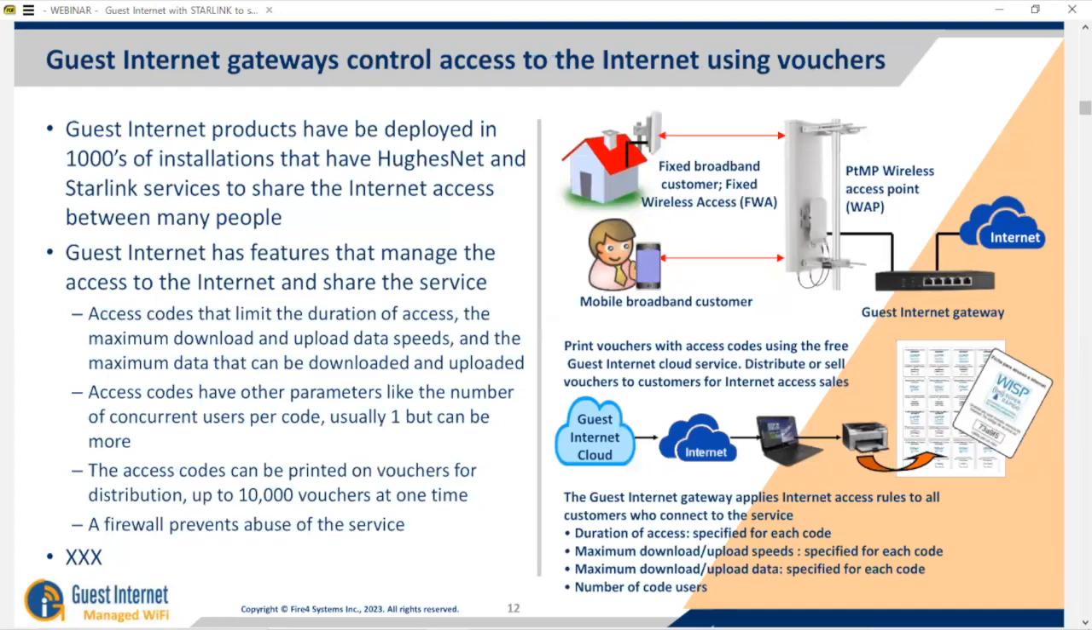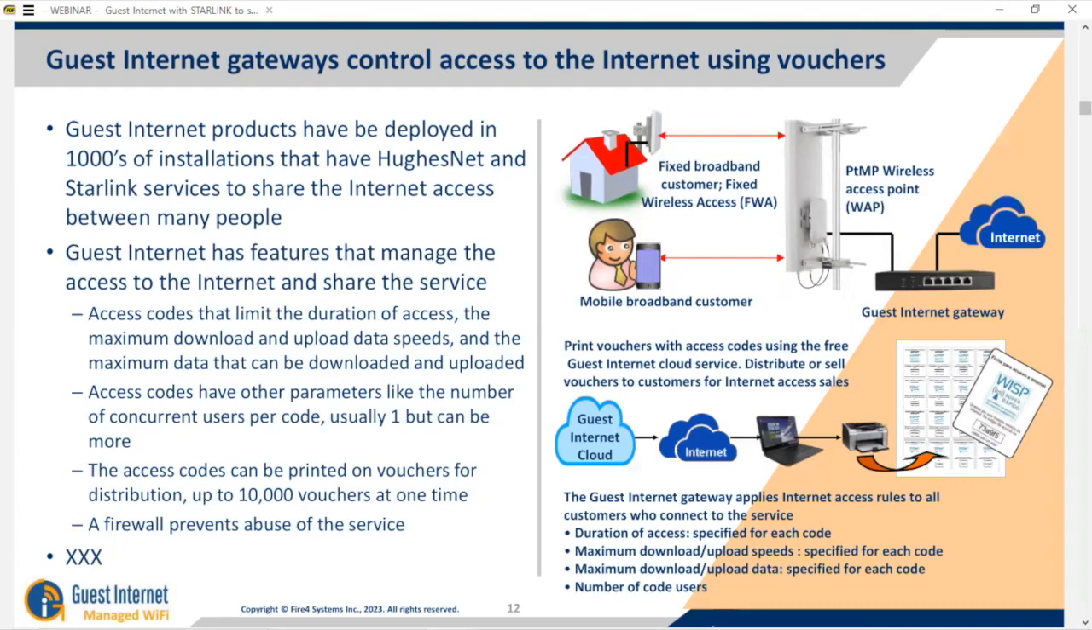So guest internet has a number of methods of sharing the service. For communities, they prefer to have the voucher method, whereby we print sheets of vouchers, each with a unique access code, and then cut up the sheet to provide individual vouchers for each person.